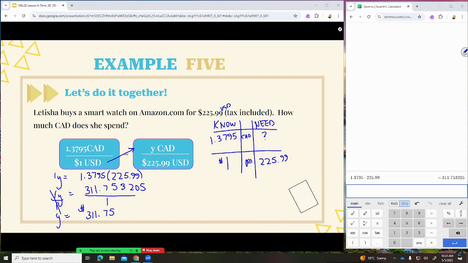It's a word problem, so we're going to have a therefore statement. Therefore, the smartwatch on Amazon.com for $225.99 USD will cost Letitia $311.75 Canadian dollars. So we're putting our ratios in there so we can set up what we know and what we need to know.